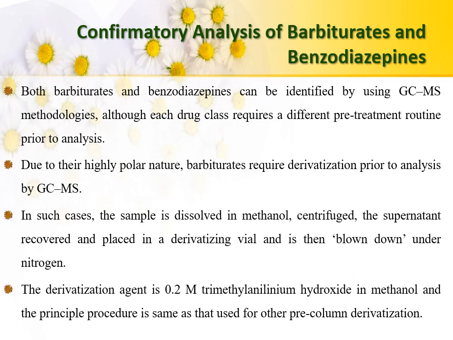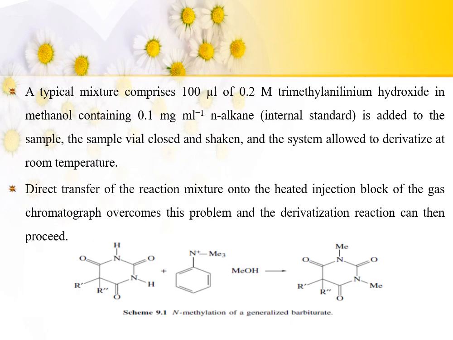The derivatization is carried out by using 0.2 molar trimethylanilinium hydroxide in methanol, and the principal procedure is the same as that used for other pre-column derivatizations. A typical mixture comprises 100 microliters of 0.2 molar trimethylanilinium hydroxide in methanol containing 0.1 milligram of the internal standard, and the sample vial is closed and shaken. The system is allowed to derivatize at room temperature.